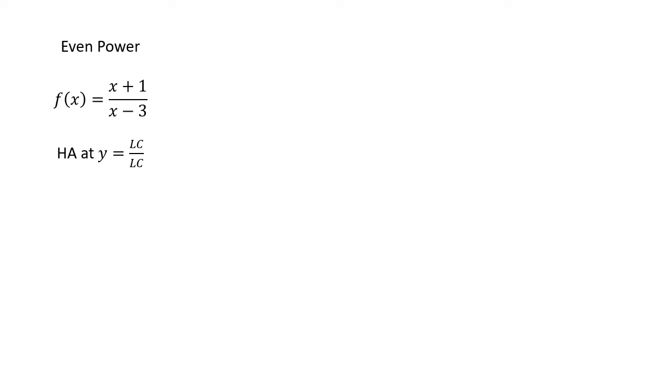Next up, we have the even power, where the degree polynomial on the top is the same as the degree polynomial at the bottom. In order to find the horizontal asymptote, you are going to get the leading coefficient of the numerator and the denominator and set y equal to that. In this case, as you can see, the leading coefficients at the top and the bottom are both 1. So we're going to end up with y equals 1 over 1, which gives you a horizontal asymptote at y equals 1.